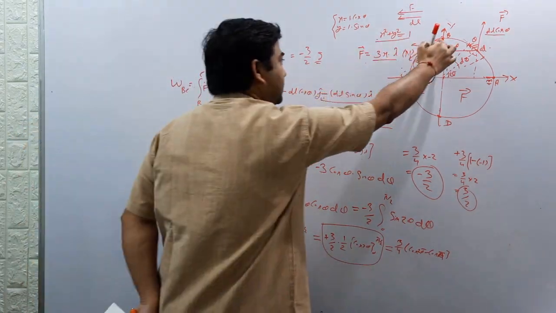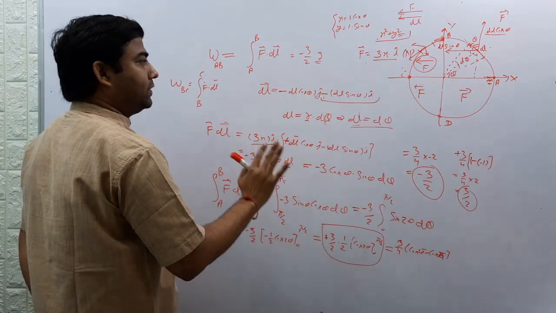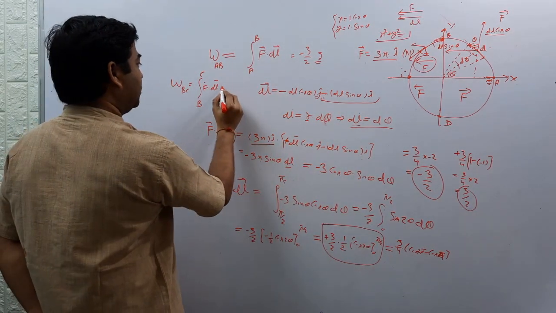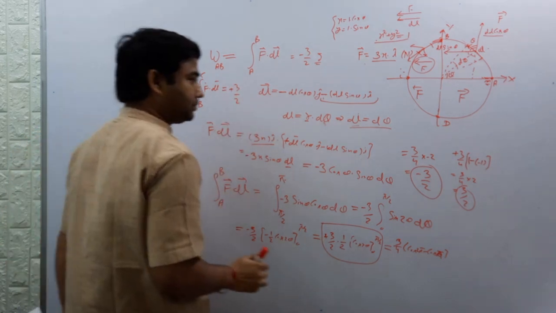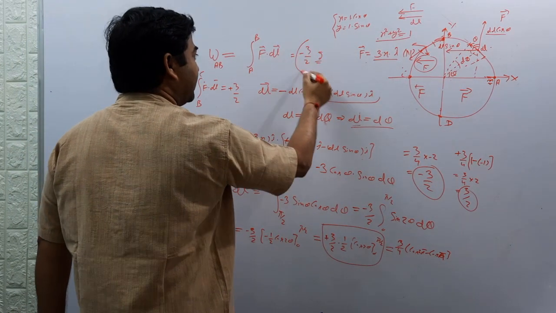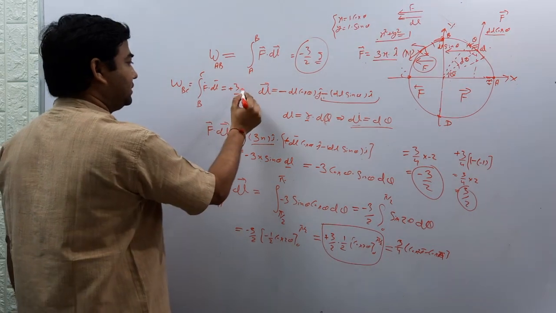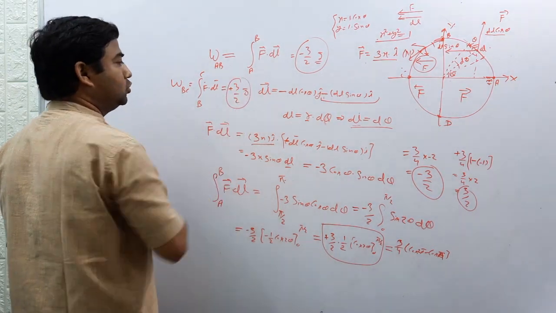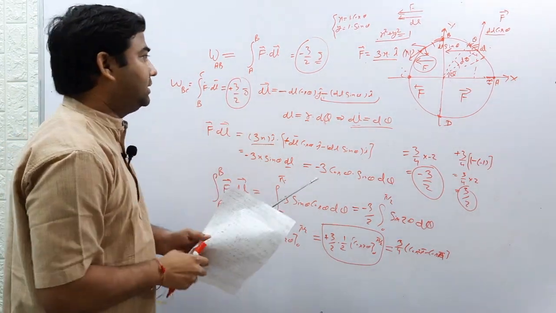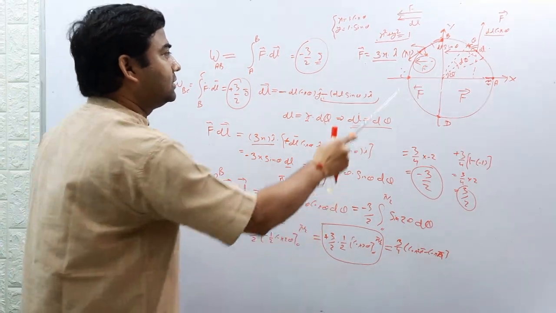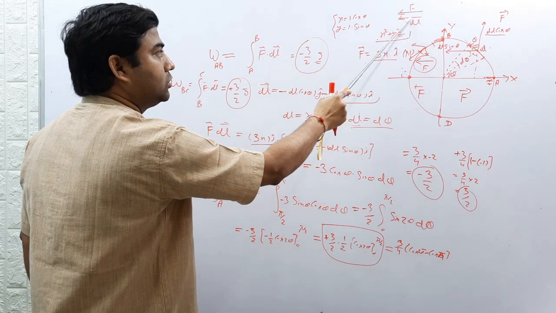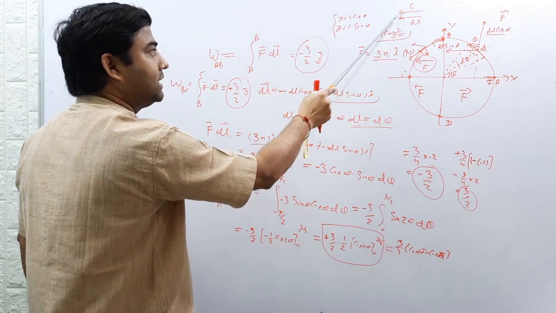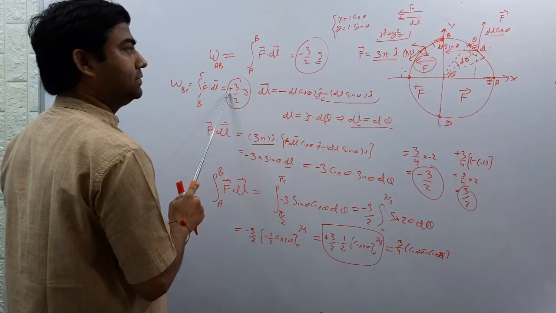So from B to C the magnitude of work done is the same, but only the sign has changed, plus 3/2. Here it was minus 3/2. Here it was plus 3/2 joule. So you can see in this quadrant F is negative and the horizontal component of dl is also negative. Both are in the same direction. Hence the dot product is positive.